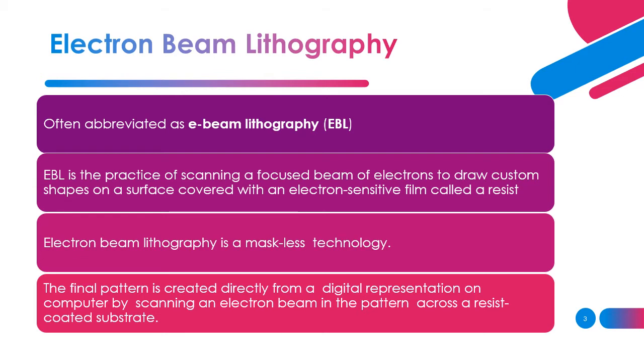The process is more or less the same as photolithography and X-ray lithography. Electron beam lithography is a maskless technology compared to X-ray lithography and photolithography. It does not require a mask. The final pattern is created directly from a digital representation on the computer, meaning that after the design, it can be printed directly on the substrate.